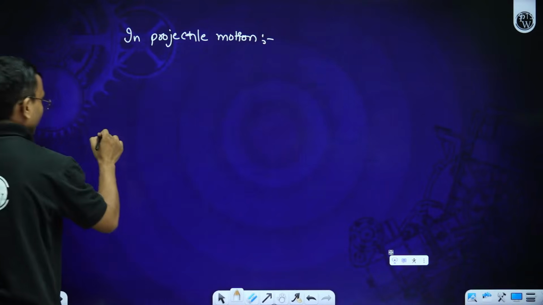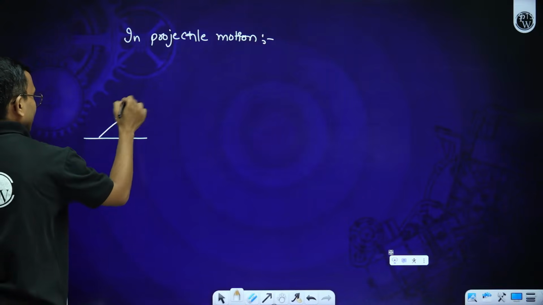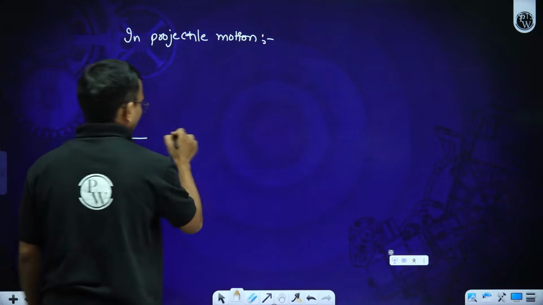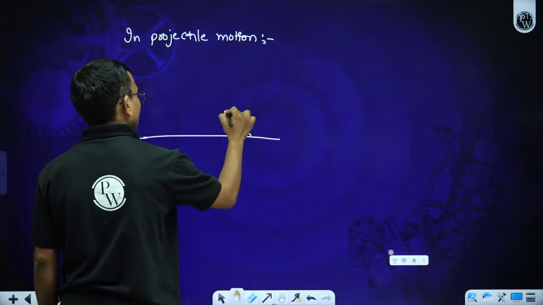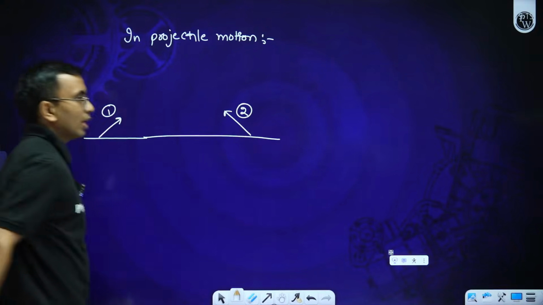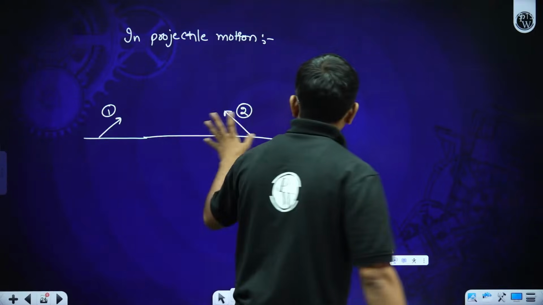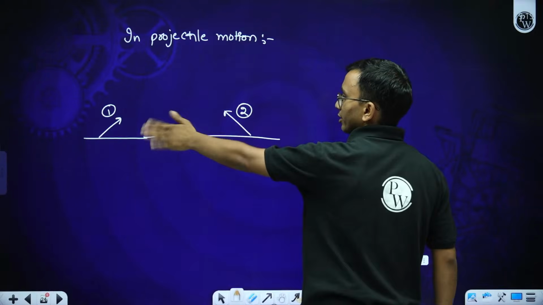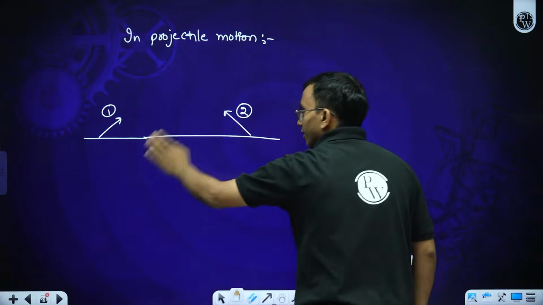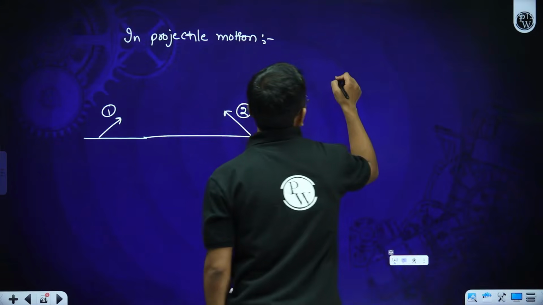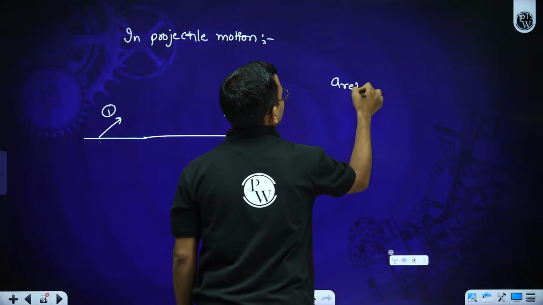Okay, let us take one particle is projected like this. You can take this particle as 1. Another particle is projected like this. You can take this particle as 2, and then you are seeing the relative velocity, acceleration, and that thing. So I am saying that here relative acceleration will be 0. Both are having acceleration in the downward direction. So A relative will be 0.